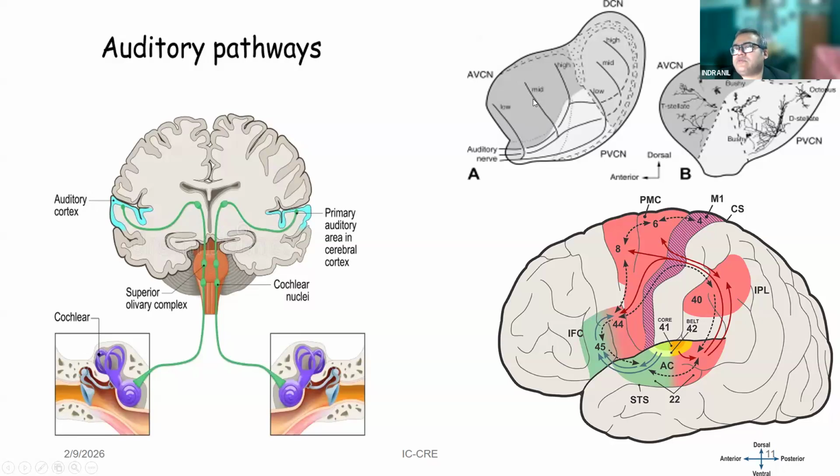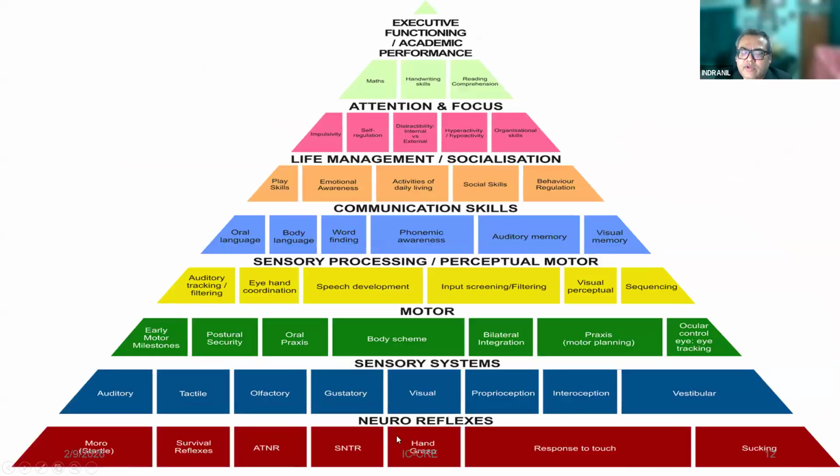So ventral cochlear nucleus has tonotopicity. Even dorsal cochlear nucleus has a tonotopicity, like here is a low frequency, mid frequency, and high frequency coding. So this is basically the different pedagogies of how sounds are located in different areas of the brain, including Broca's and Wernicke's area. So this is actually the hierarchy of our learning.